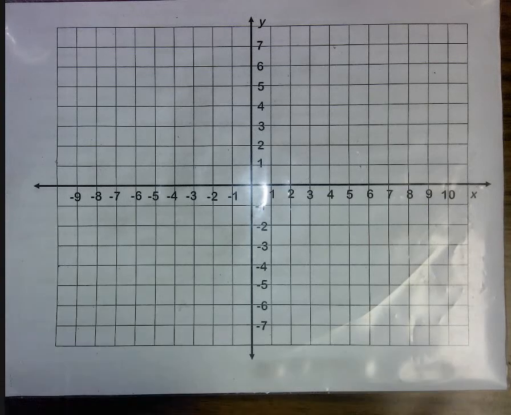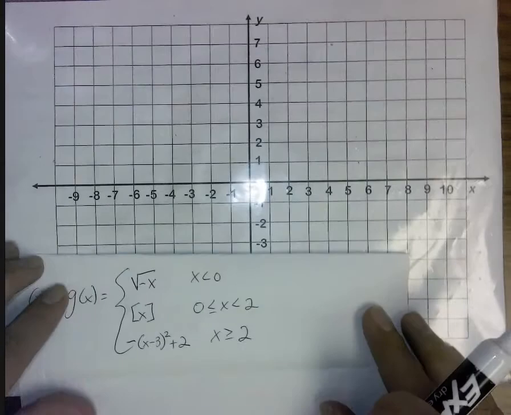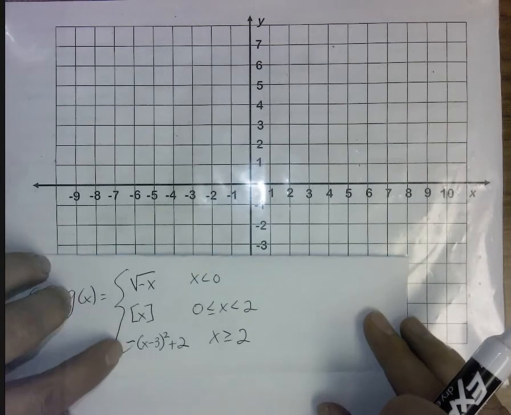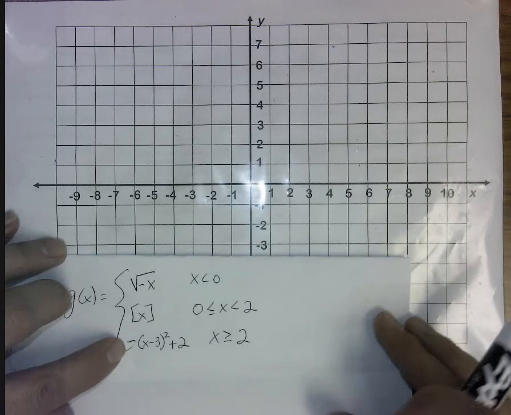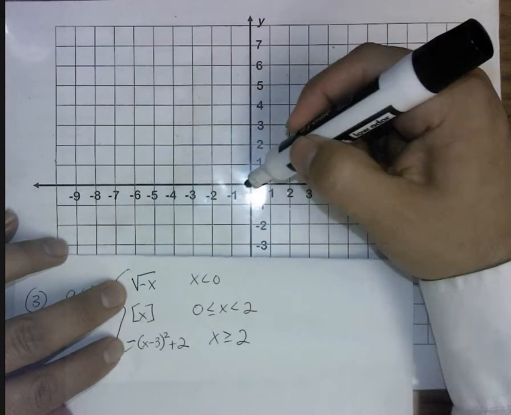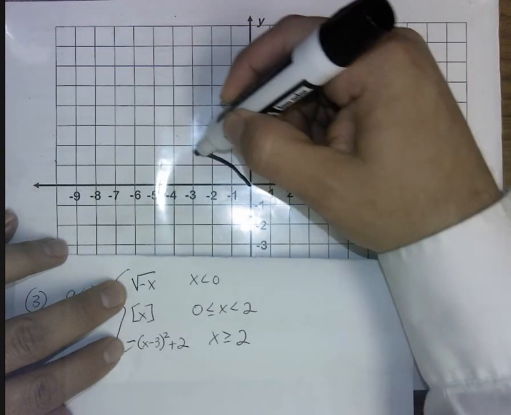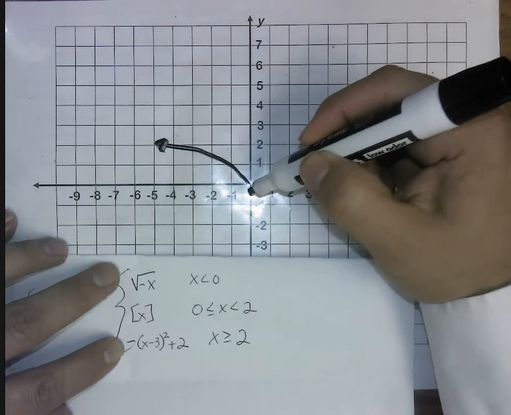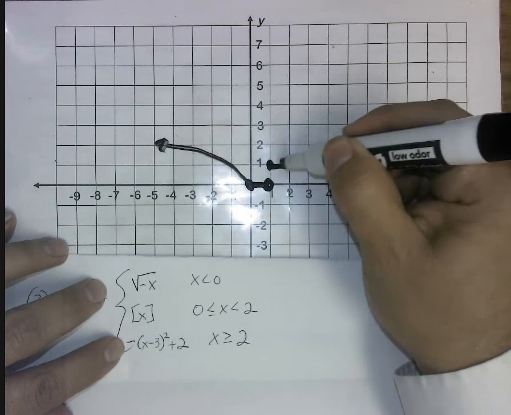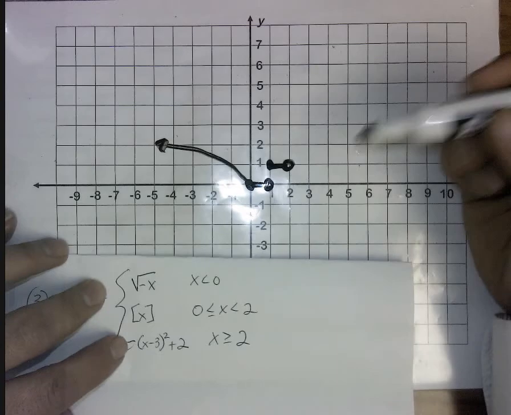And finally, the last one you could try out if you want: square root of negative x, greatest integer, and negative x minus 3 squared plus 2. Square root of negative x is a reflection around the y-axis, so it looks like this. The greatest integer is actually going to be right there. It's an open circle, and we're going to stop right there at 2.